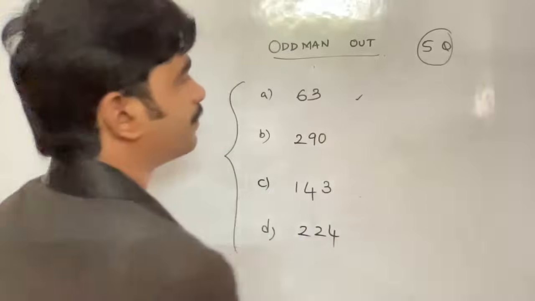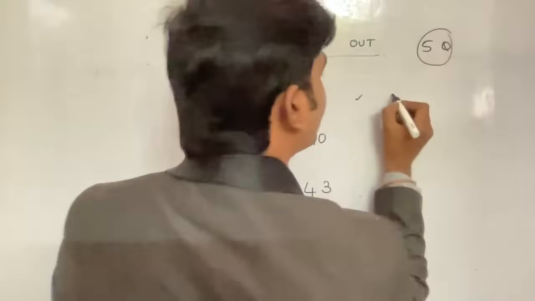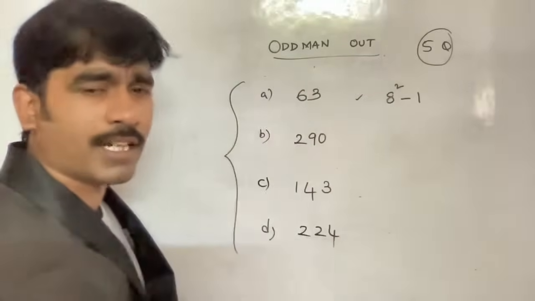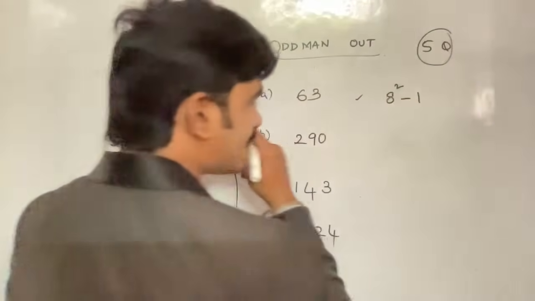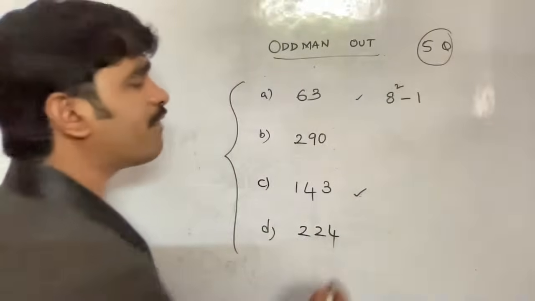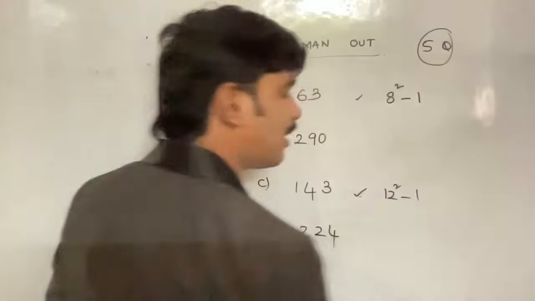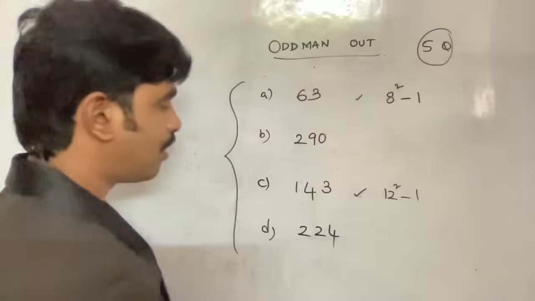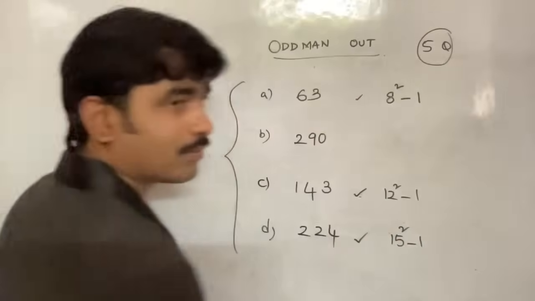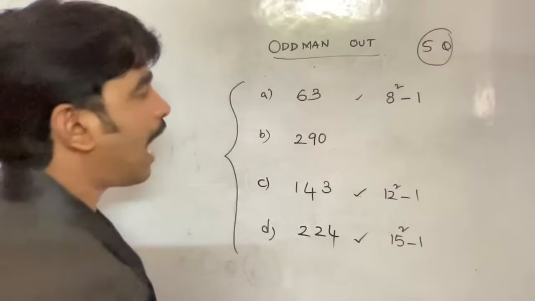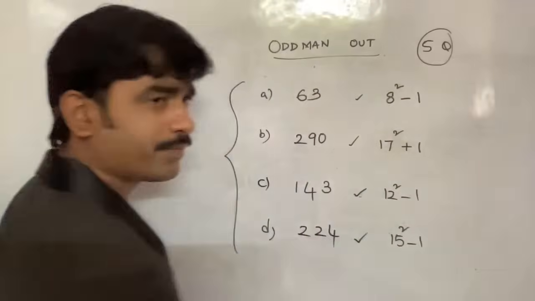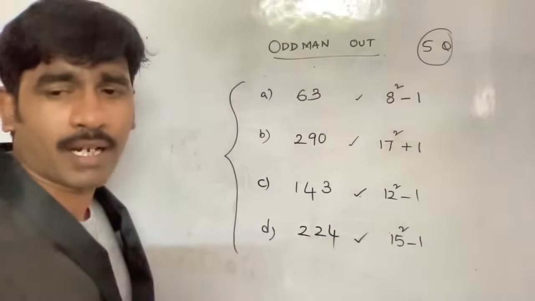So this is 63. Can I write 63 like this: 8 square minus 1? Look at the second number, 290. And let's look at 143. How can we write 143? Can I write it as 12 square minus 1? Yes. 224, how can we write this number? It's going to be 15 square minus 1. And what is this number? You can just observe this number carefully. This is 17 square plus 1, because 17 square is 289.